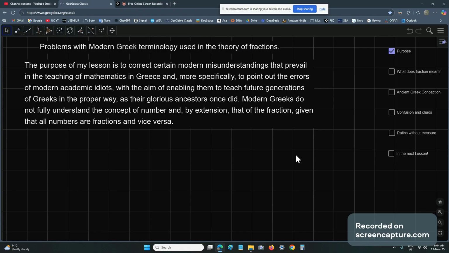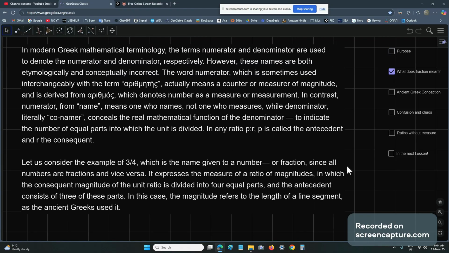So modern Greeks do not fully understand the concept of number, and by extension that of fraction, because all numbers are fractions and vice versa. What does fraction mean? Okay, in modern Greek mathematical terminology, the terms numerator and denominator are used to denote the numerator and denominator respectively. However, these names are both etymologically and conceptually incorrect.